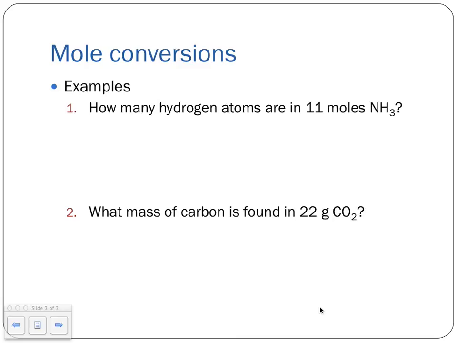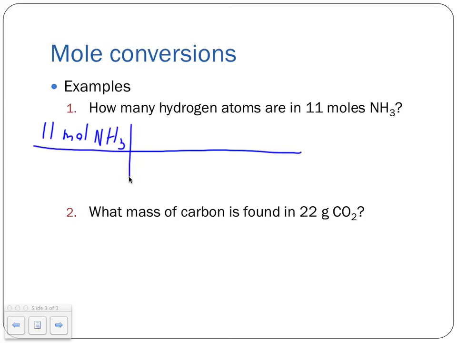So another example we could have here would be a case where we have to convert moles from one substance to a different substance. So our example here, how many hydrogen atoms are in 11 moles of NH3? All right, so we always start off with the amount we're given. So we're given 11 moles of NH3, which is ammonia, is the name of that substance. So we've got moles NH3. We're looking for atoms, that's what we're trying to get to, but we're not looking for atoms of NH3, it would be molecules anyway. We're looking for hydrogen atoms.